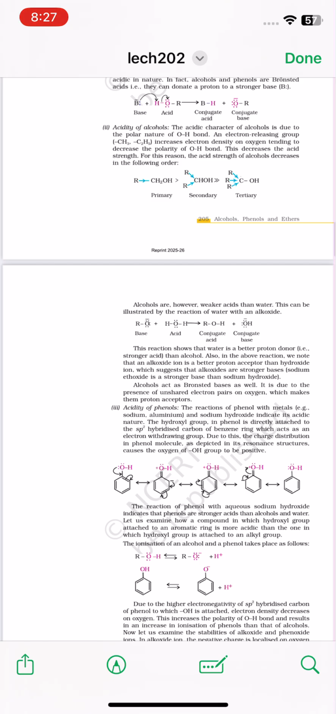Primary is the most acidic, then secondary, then tertiary. Alcohols are, however, weaker acids than water. This can be illustrated by the reaction of water with an alkoxide.